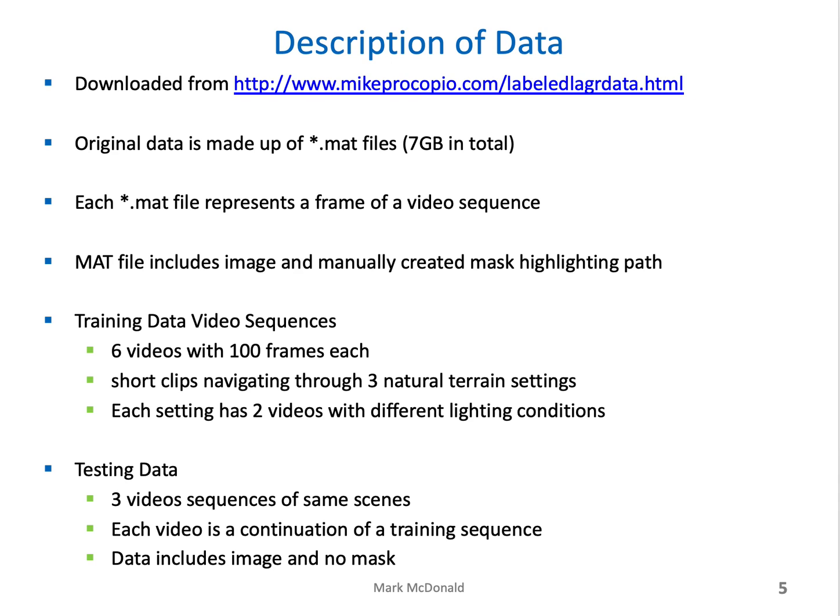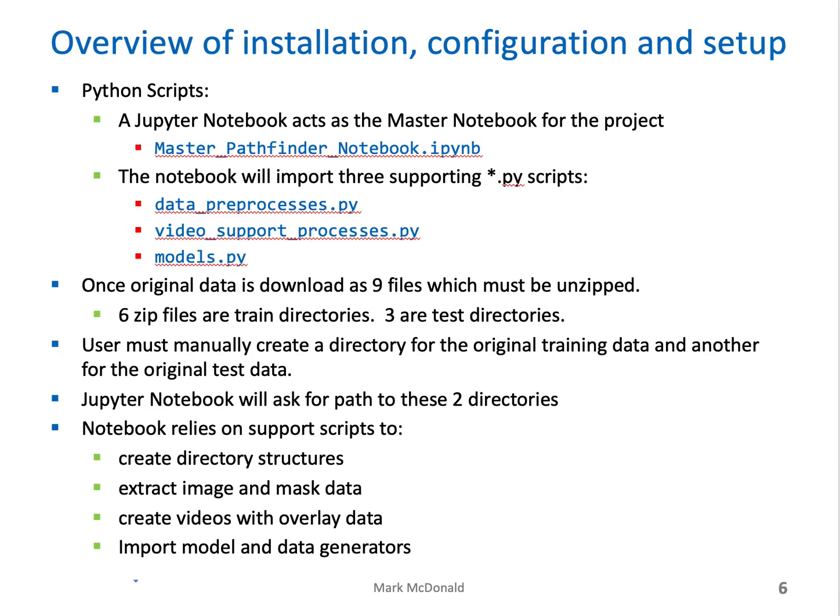Data is downloaded from the indicated website. It's a large data set, 7 gigabytes. It was a project that explored the use of stereoscopic vision to navigate in off-road environments. The data set includes 6 training videos and 3 testing videos.